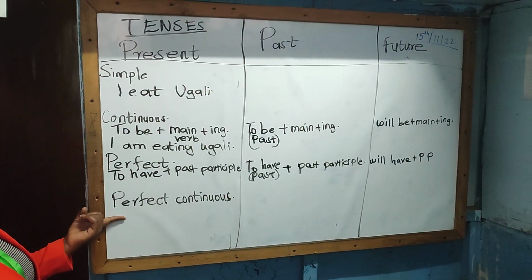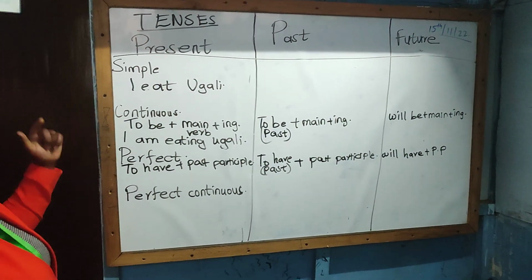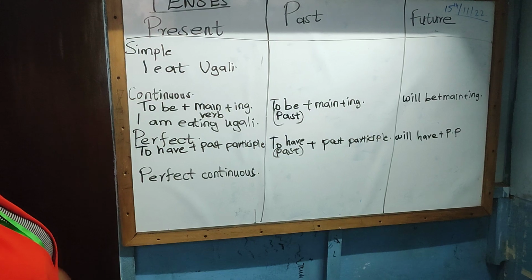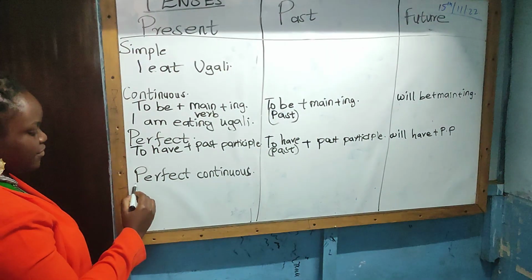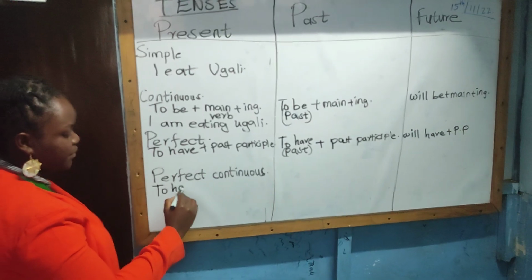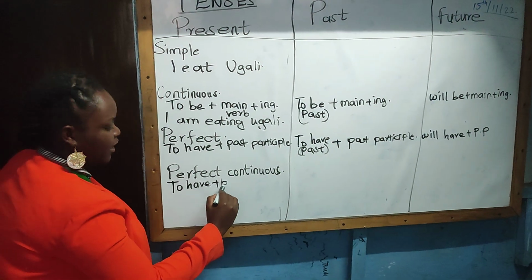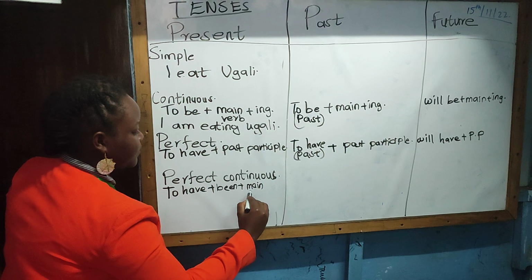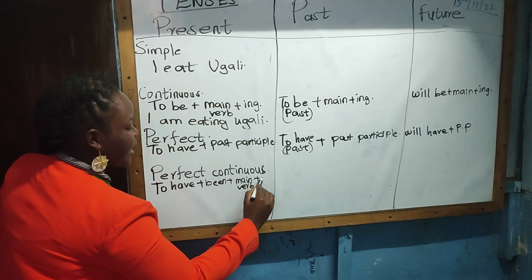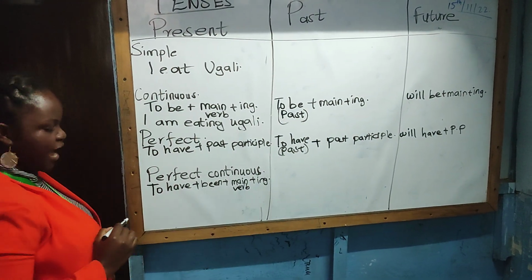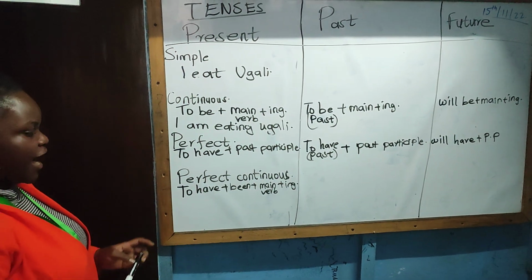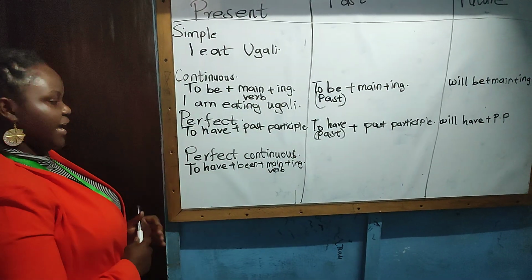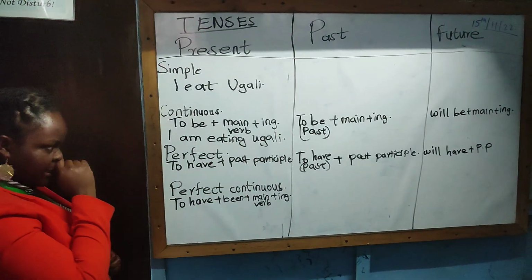Now let's finish up the last one, present perfect continuous tense. How do we form present perfect continuous tense? We will have the verb to have plus been, then plus the main verb, then plus ing. An example of a sentence: I have been eating ugali.